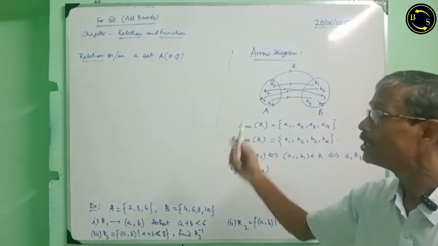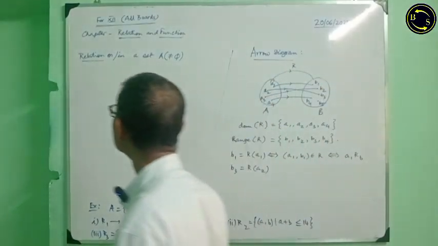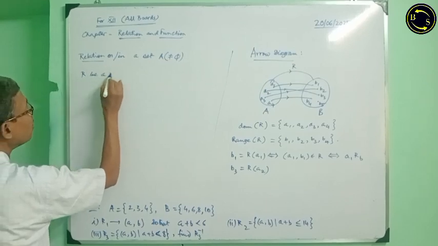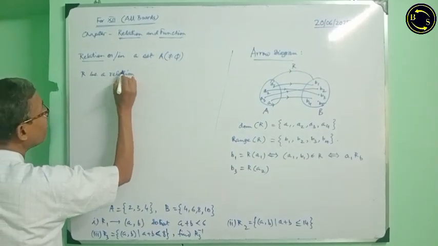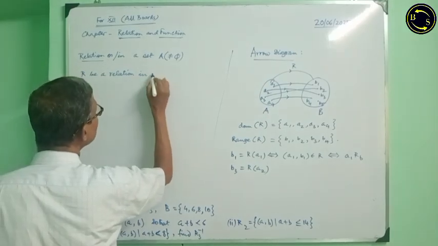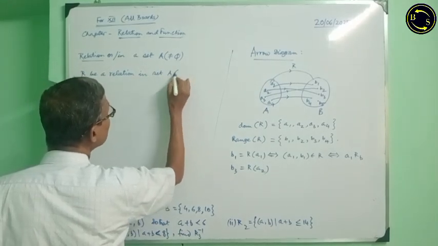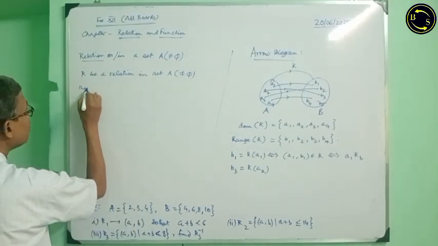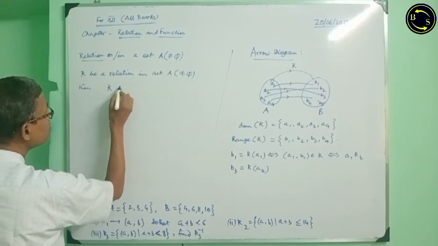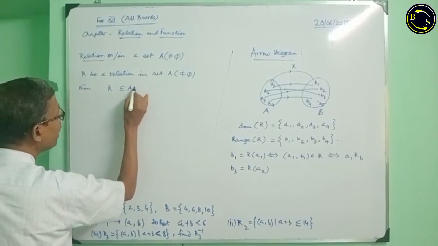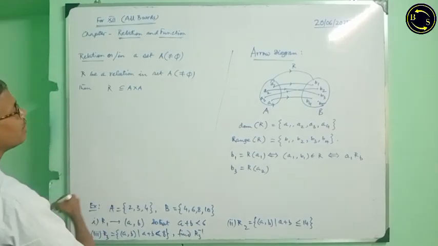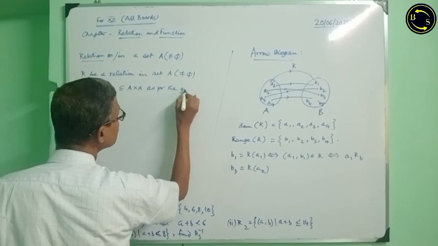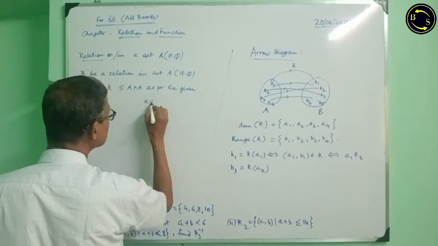Now, relation on a set. That means, if R be a relation in set A, of course a non-null set, then R is a subset of A cross A as per the given association.